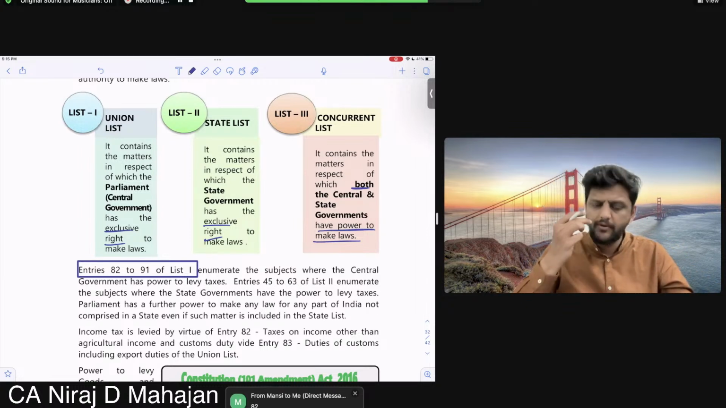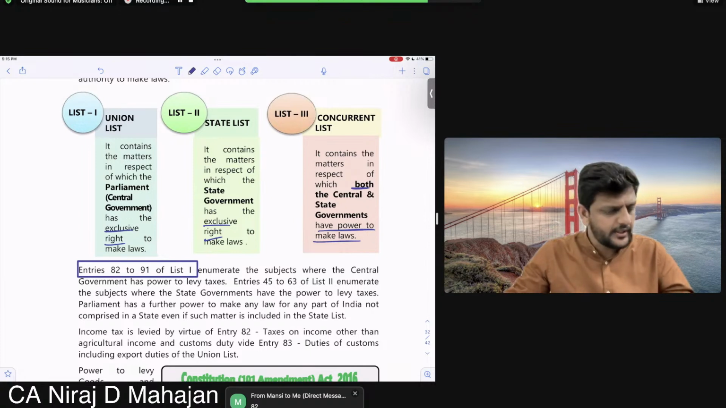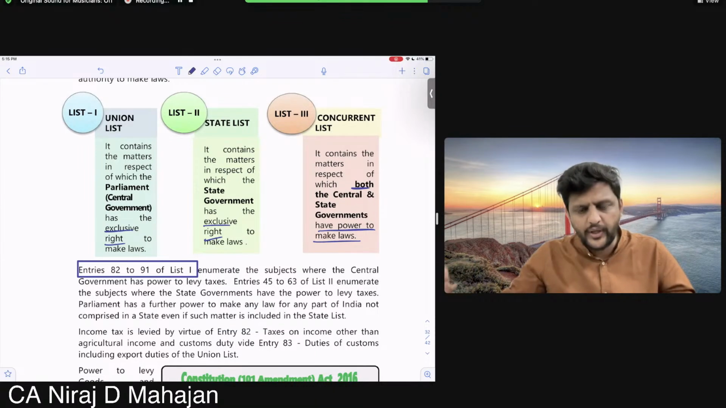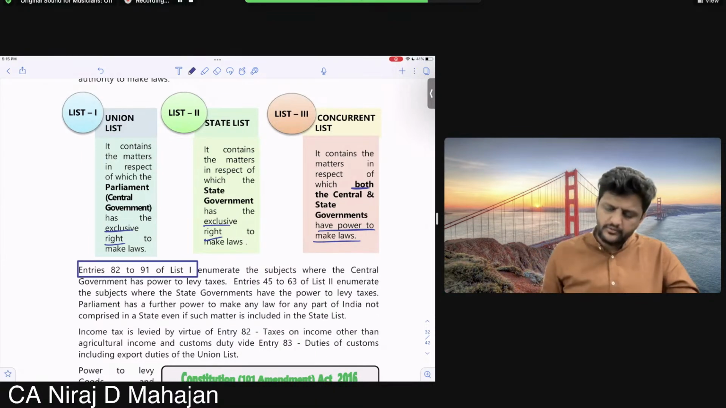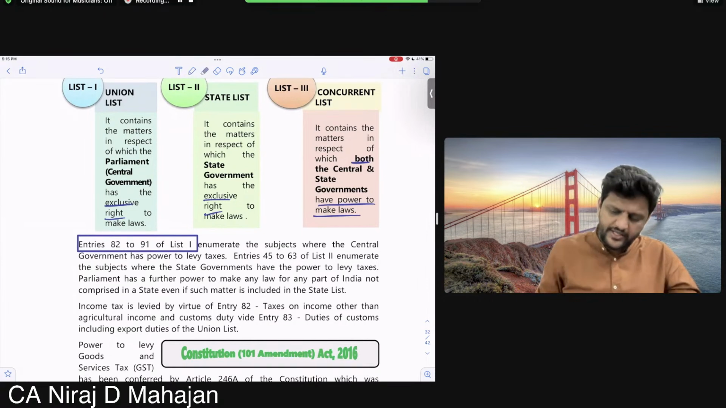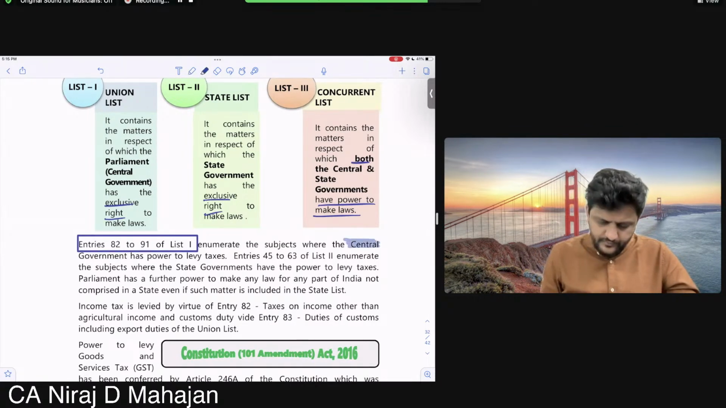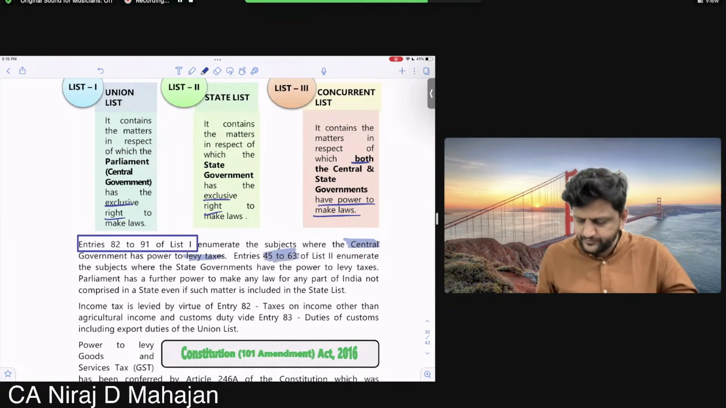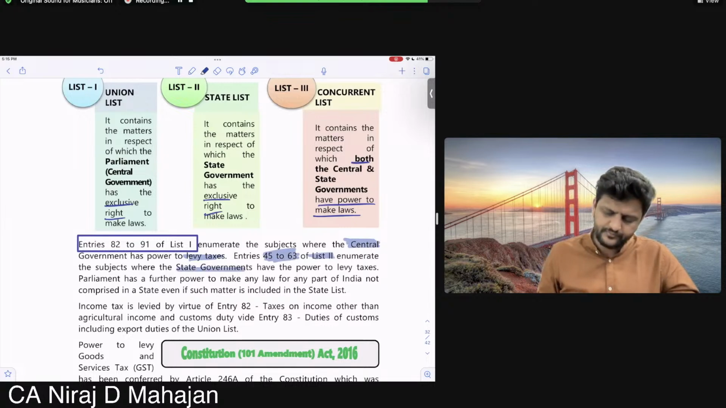Okay, 82. Pakka? Entry numbers 82 to 91 of List 1 give you, bachcho, what? Taxes which the Central Government can levy. Entry numbers 45 to 63 of List 2 are state government. Clear till here?